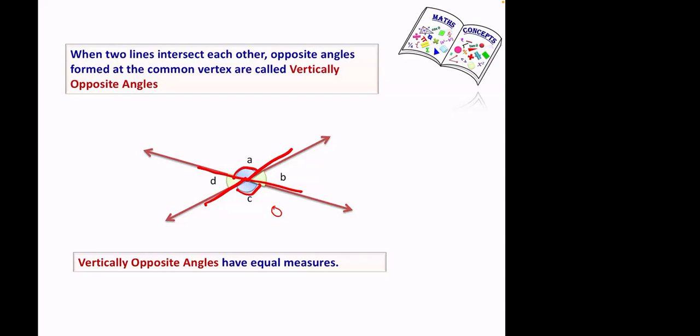Okay, all right. So these are vertically opposite angles and they are equal. If you take any two lines, these will always be equal. Vertically opposite angles will always have equal measure.